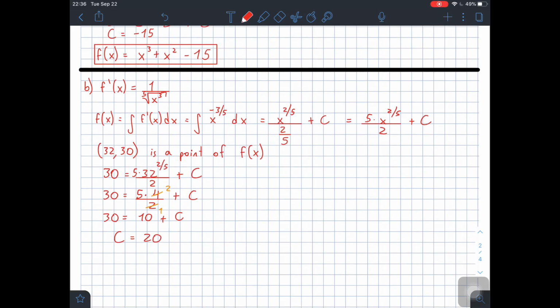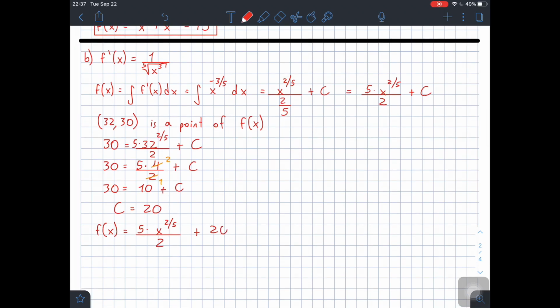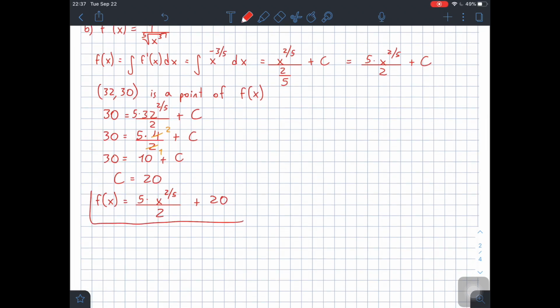Okay? And that means that the function f of x is equal to this expression here, right? 5 times x to the power of 2 over 5, this is being divided by 2, plus, instead of c, we're going to write the particular solution, which is 20. Okay? So this would be the result for exercise B.